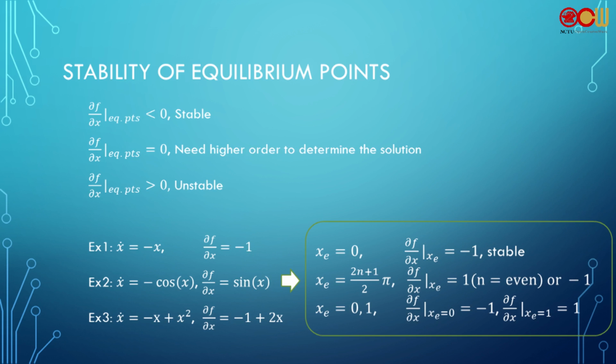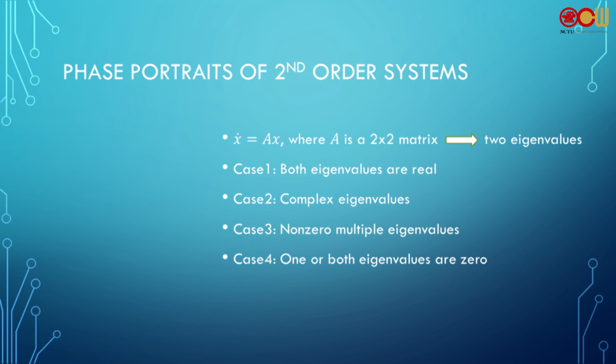So continue with the previous three examples. The first one is stable, right? Which is the same as this one. The partial of f with respect to x is minus 1. And the second one, when you take the partial, is sine x. And remember, we have multiple equilibrium points here, right? So you substitute each equilibrium point as x in here, you will obtain different partials. So that says that this partial will be 1 whenever n is even. Otherwise, it's minus 1.